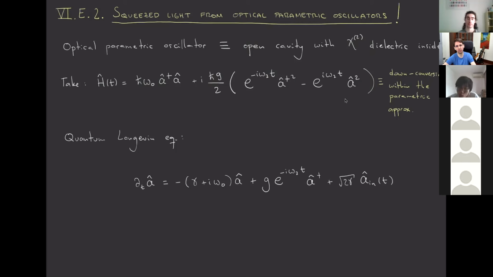Okay? And I remind you that if we are working at 0 temperature, then this input operator has 0 average, 0 expectation value, and it has the two-time correlation functions in normal order. So either this one or this one with the A dagger are also equal to 0. Okay?